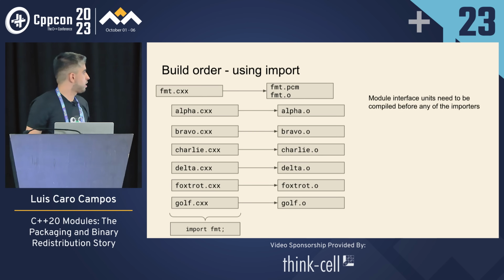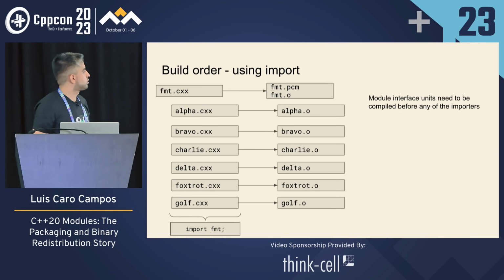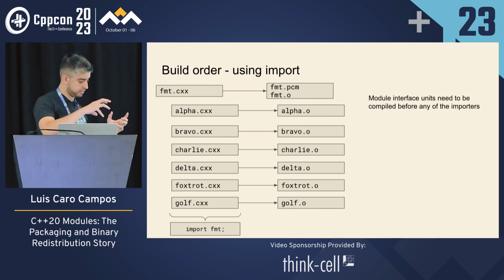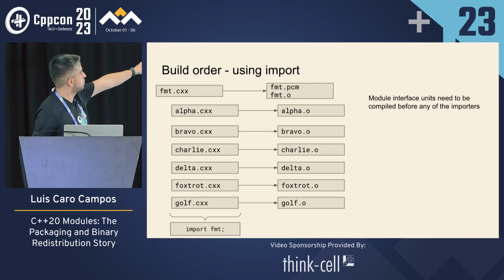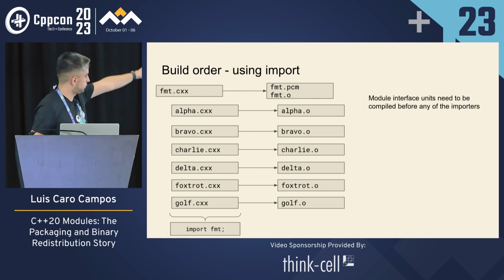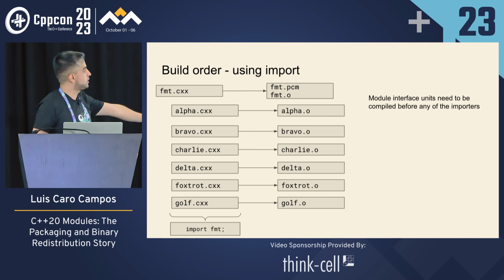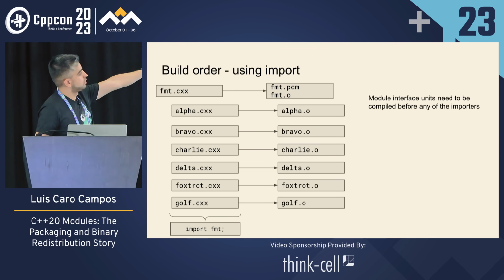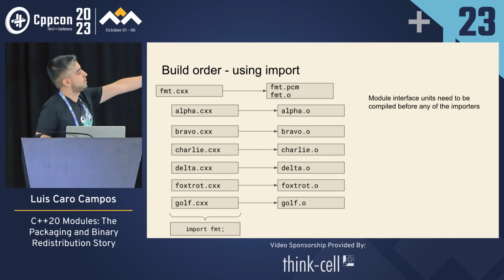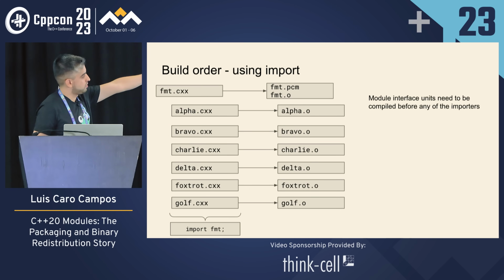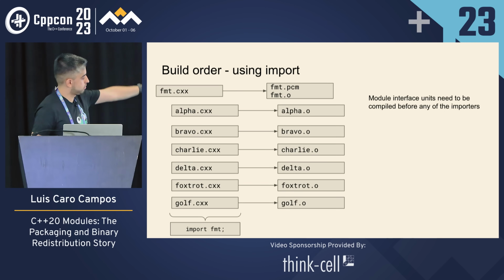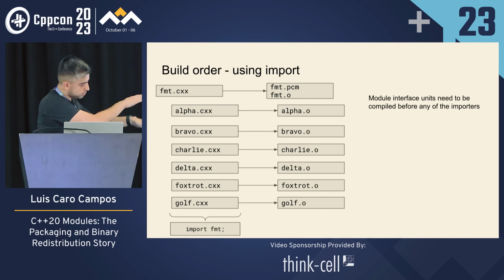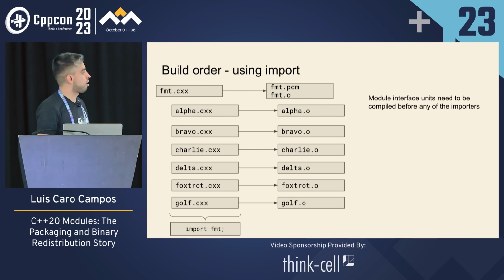Whereas if we move to import, now it's a different story. Now it's no longer necessarily embarrassingly parallel. Now we care about the order in which things are built. So in this case, if all of those files from alpha to golf do an import FMT, we need to compile that first, at the very least generating the BMI, which has the PCM extension over there. And only then can we start building all the others. And if there are no dependencies between those, then those could be parallel as well.